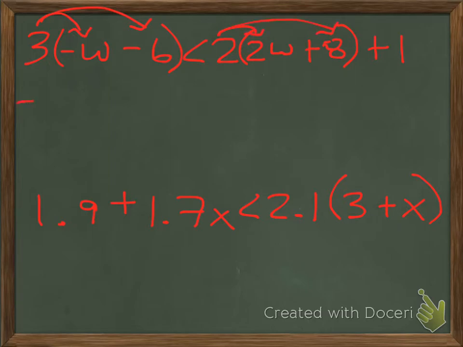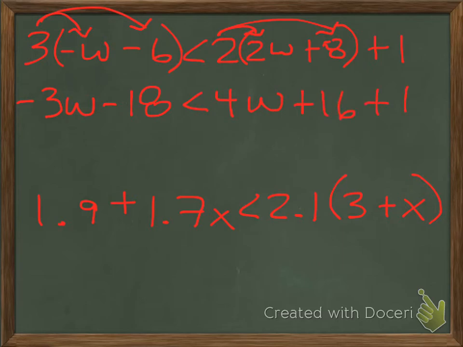So we get negative 3 times w is negative 3w. 3 times negative 6 is negative 18. Bring my symbol down. 2 times 2w is 4w. 2 times 8 is 16. And plus 1 is there.